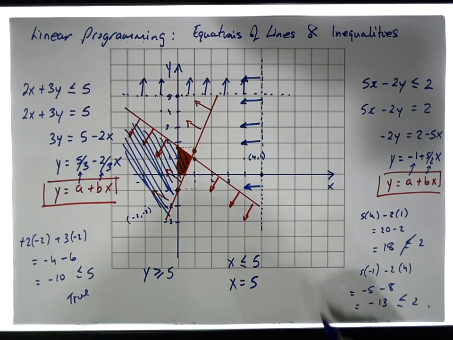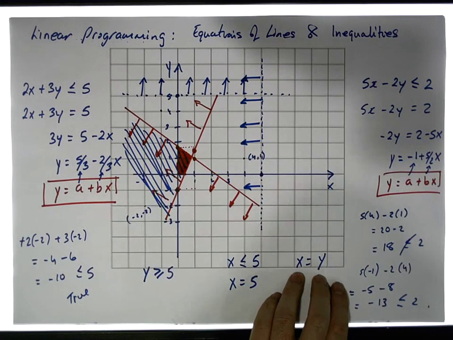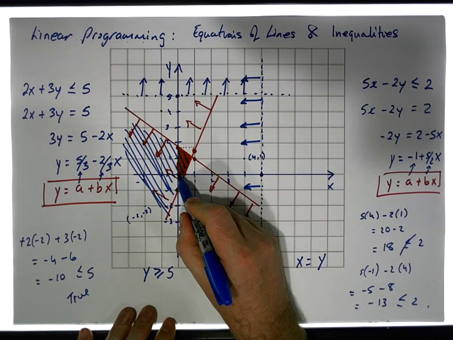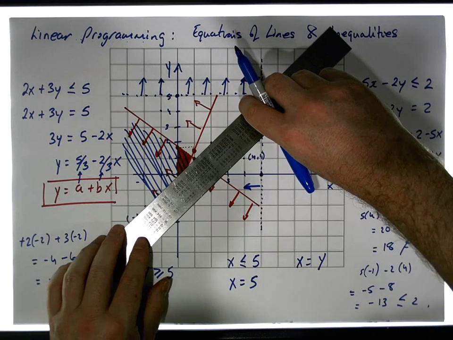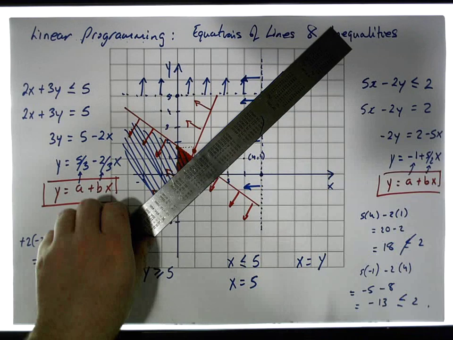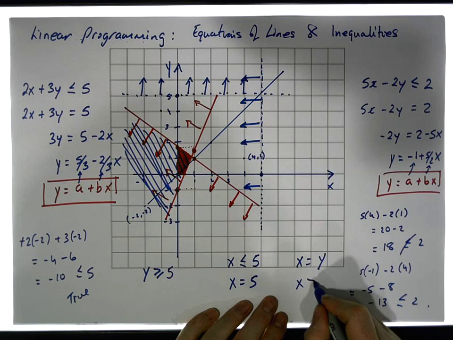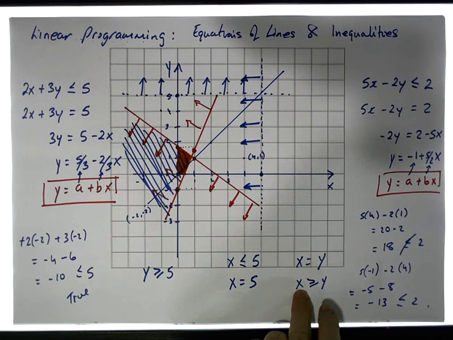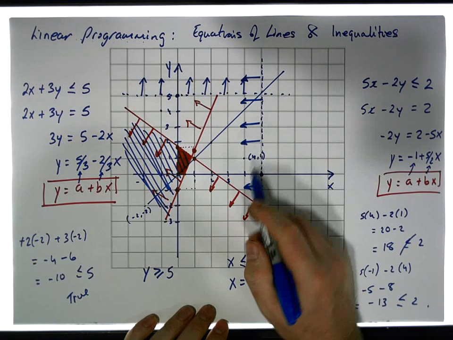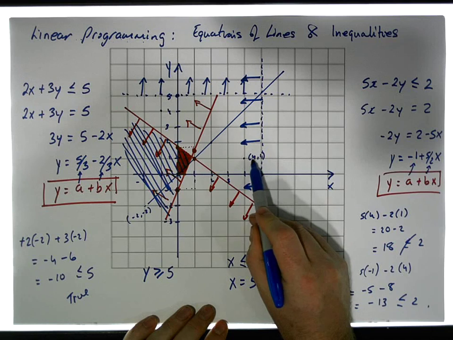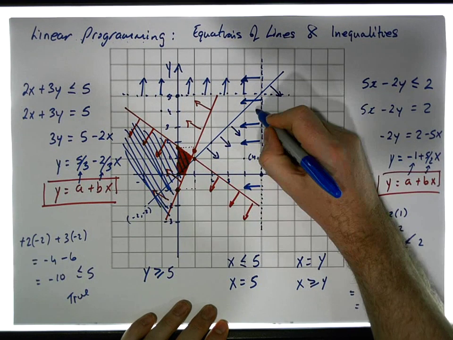Other important lines are probably where x is equal to y. x is equal to y is 0, 0, 1, 1, 2, 2. So it's the line that goes through the origin that makes an angle of 45 degrees. Here's this line here, x is equal to y. If we were interested in the values where x is greater than or equal to y, so what values of x are bigger than y? Let's choose a point. Here's a value, 4, 1. The x is bigger than the y here, so in relation to that inequality we're talking about this particular region over here.